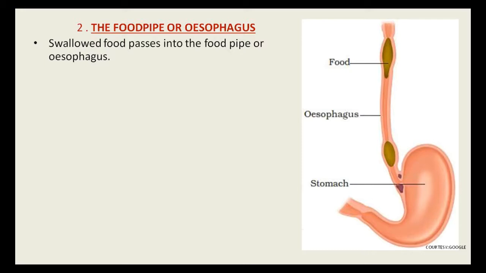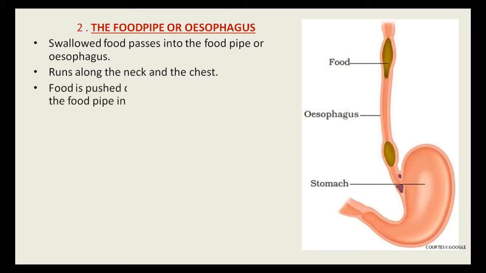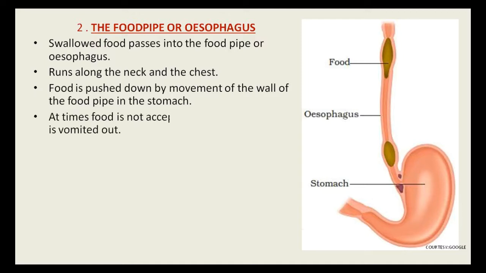The swallowed food passes into the food pipe or esophagus. The esophagus runs along the neck and the chest. Food is pushed down by the movement of the walls of the food pipe into the stomach. Now children, sometimes the food passed by the esophagus is not accepted by the stomach and we vomit out.